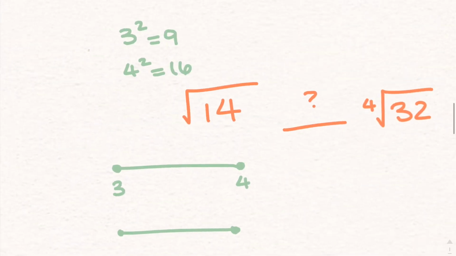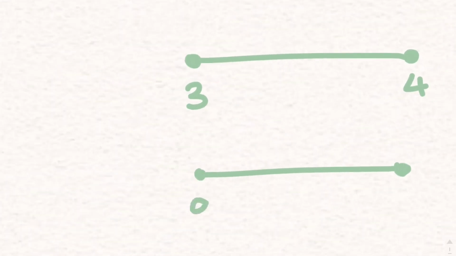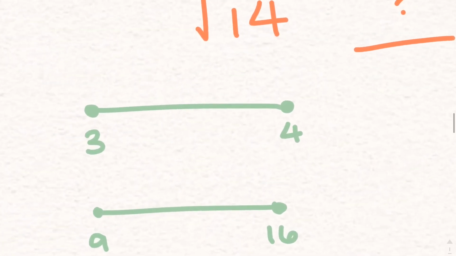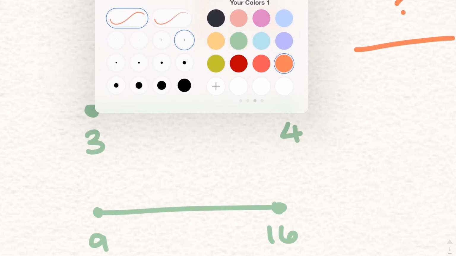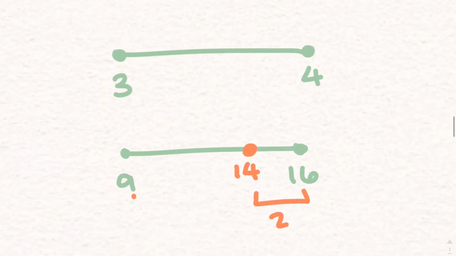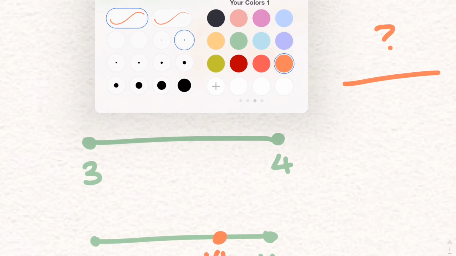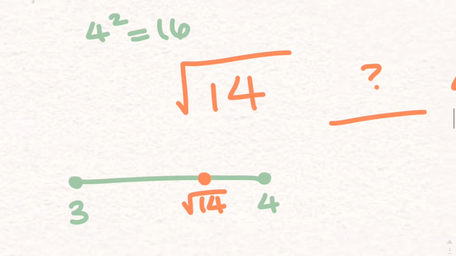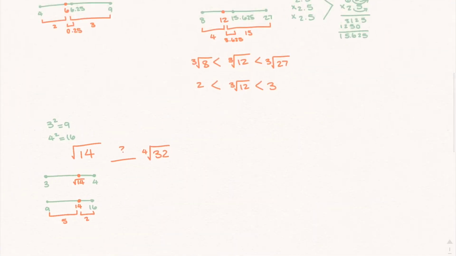So now we'll put 9 and 16 here since they're the squares of the two numbers up top. And we can put 14 on the number line. And that's going to be closer to 16 than it is going to be to 9. So we know that the square root of 14 is going to be closer to 4 than it is to 3. So approximating to the nearest whole number is going to be about 4.